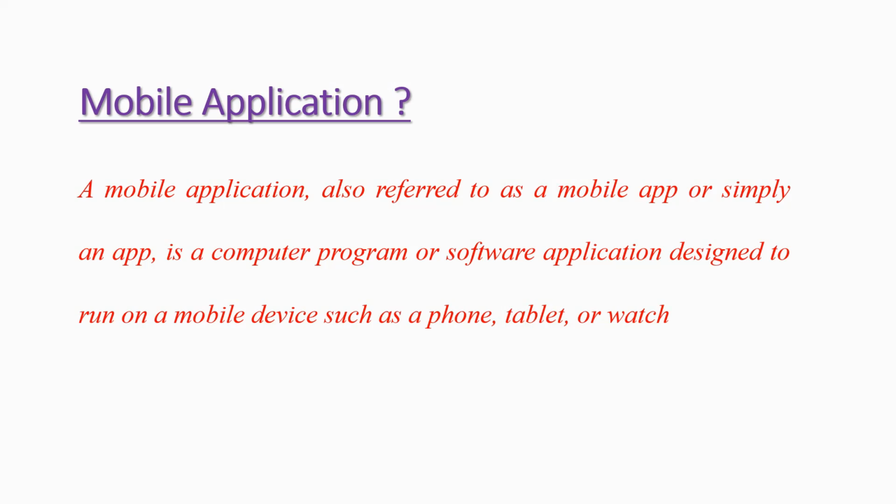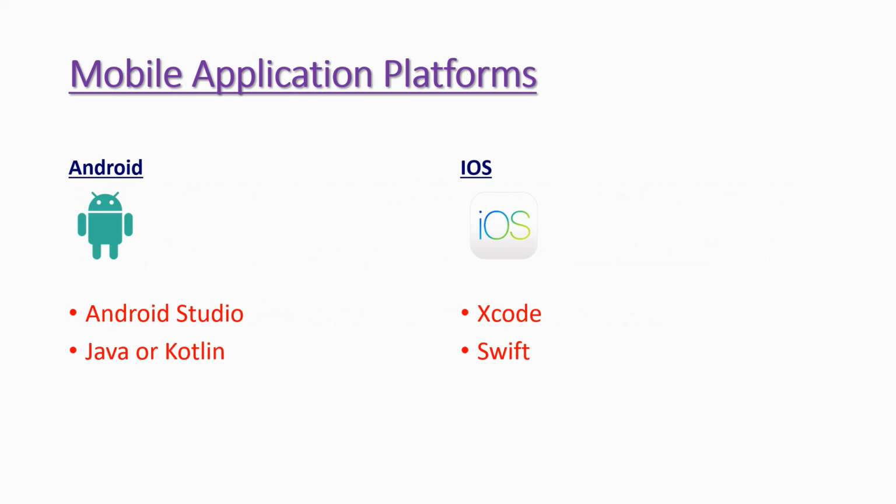A mobile application, also referred to as a mobile app or simply an app, is a computer program or software application designed to run on a mobile device such as a phone, tablet, or watch. Examples are WhatsApp, Facebook app, food delivery apps, etc.